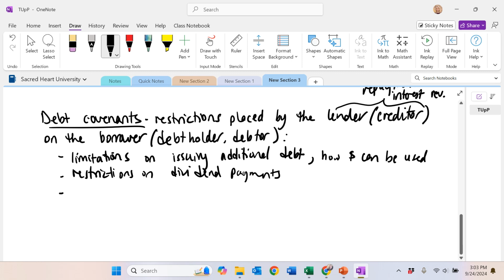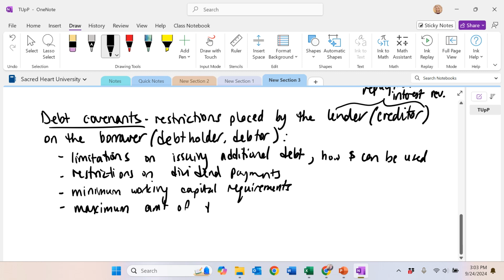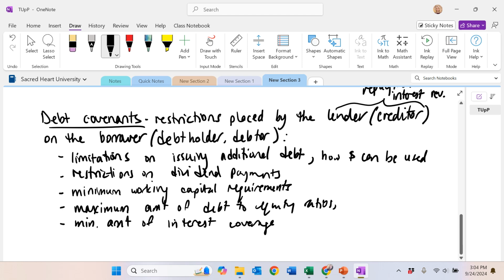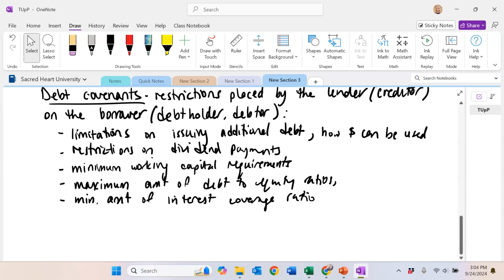There can be minimum working capital requirements. So they must tell companies you must have at least this amount in current assets compared to your current liabilities. And you need to report these financial statements under GAAP so that we can see that. Maybe a maximum amount of debt to equity ratios. And minimum amount of interest coverage ratio. In other words, interest coverage or times interest earned ratio. Typically, the creditors are going to require financial statements prepared under GAAP so that this information can be measured. And if there's a violation of a debt covenant, the creditor can demand repayment.